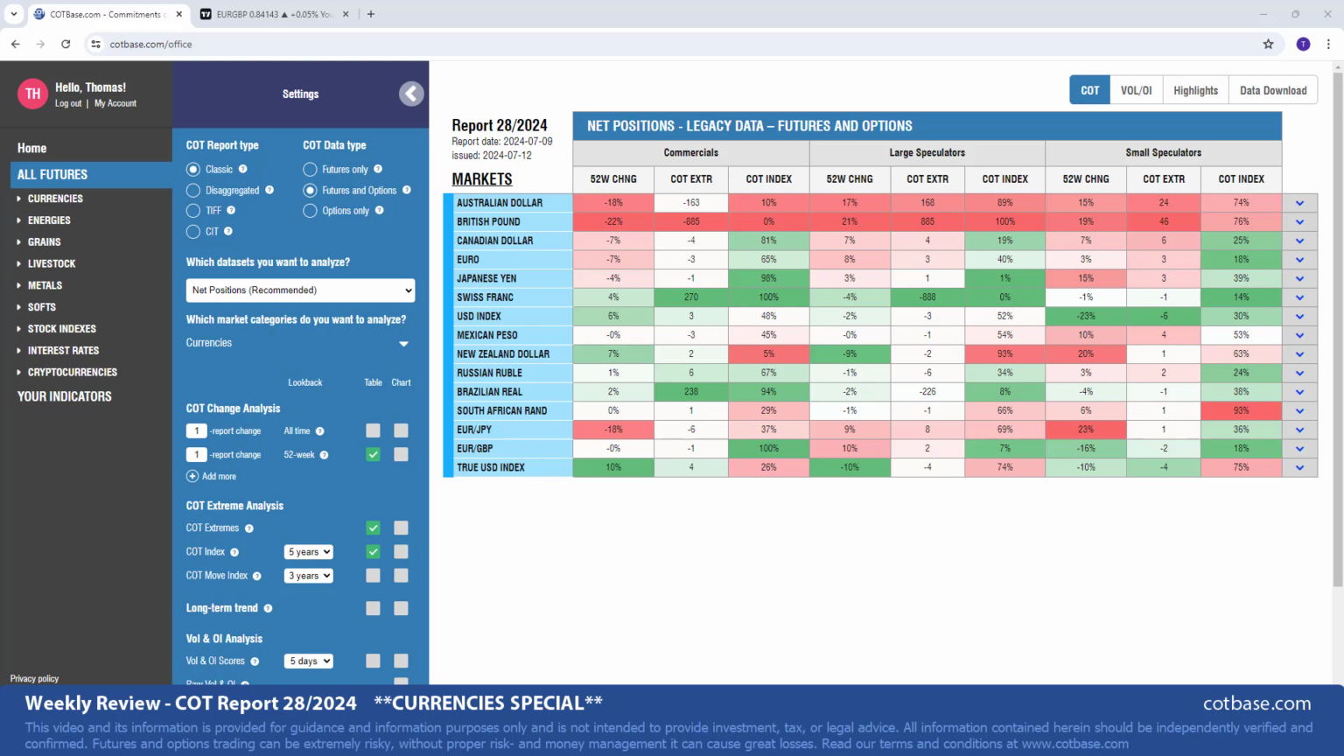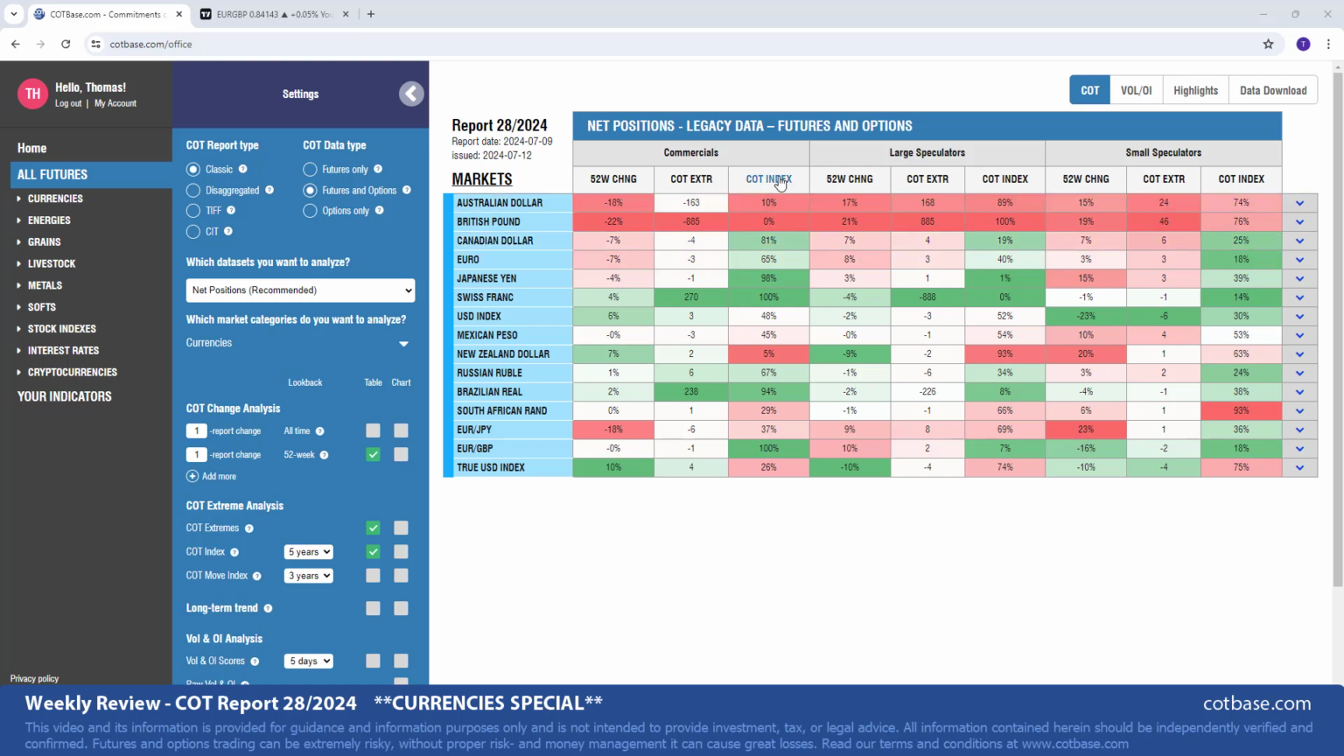Australian dollar. Here you can see we had an 18% change in commercials net positions. Usually we analyze the change signals first and then move on to look at the stress levels in these markets. You can do that either by the COT extreme. This column will show you how many reports ago the trader category, in this case commercials, stood at that exact level. Now of course this is a number. When it's a low number, you might think that it's a small extreme, but that's not necessarily the case.